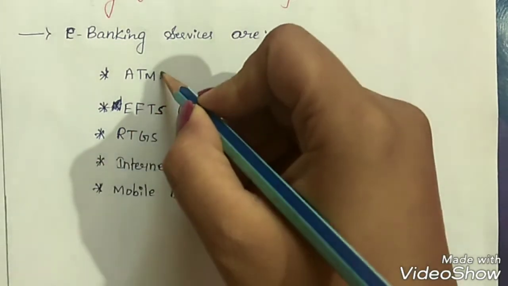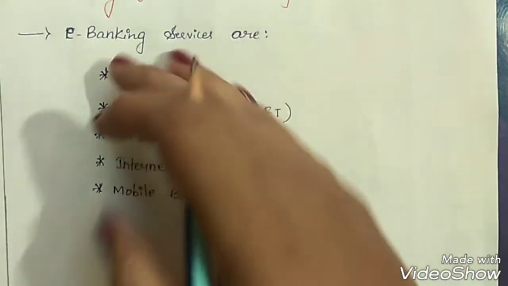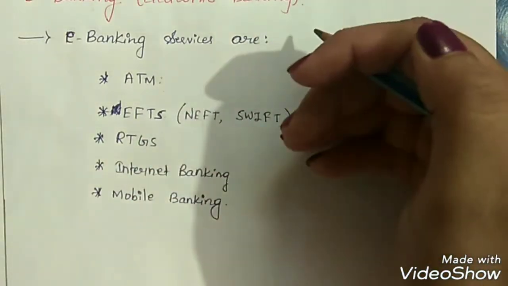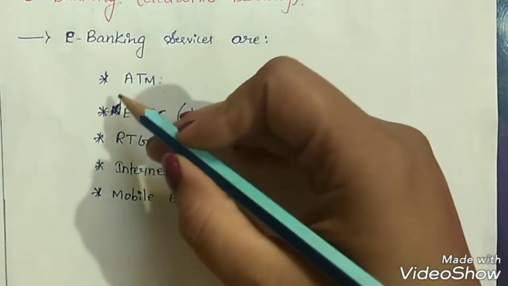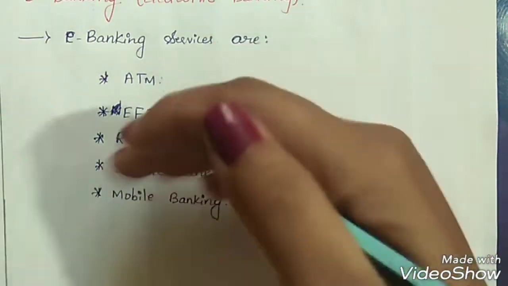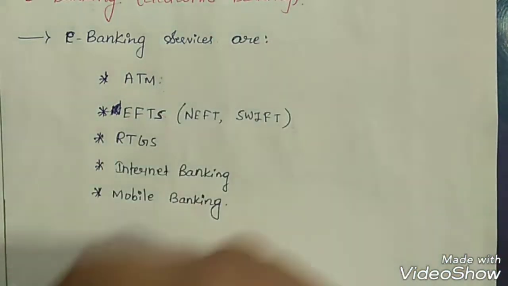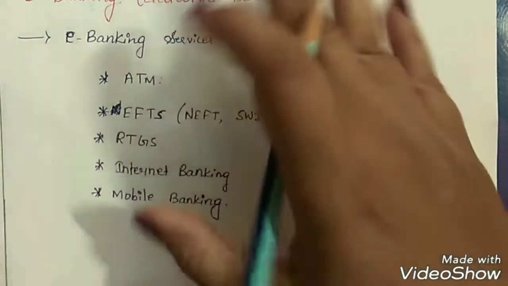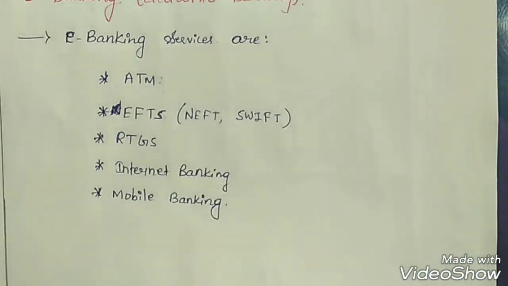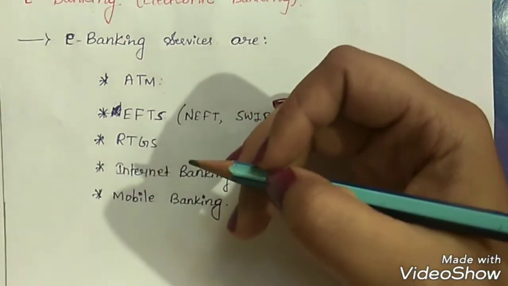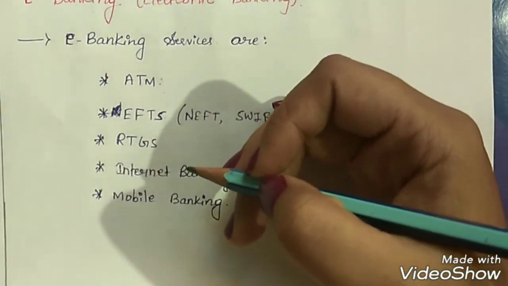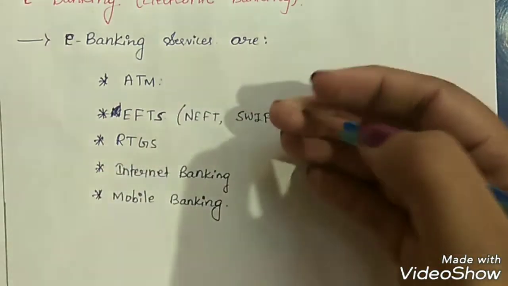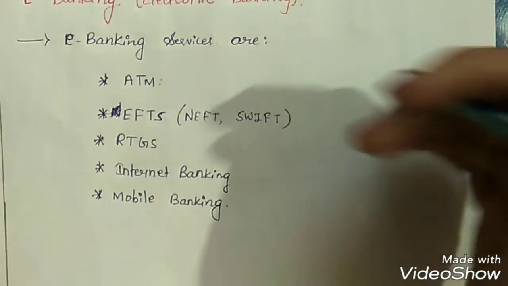Next, the first ever ATM in the world was installed in London by Barclays Bank. A person named John Shepherd Barron gave the idea of the ATM, which was immediately accepted by Barclays Bank, and the ATMs were developed in the world, right? In India, the first ever company to introduce the ATM is HSBC Bank, the Hong Kong and Shanghai Banking Corporation, right?